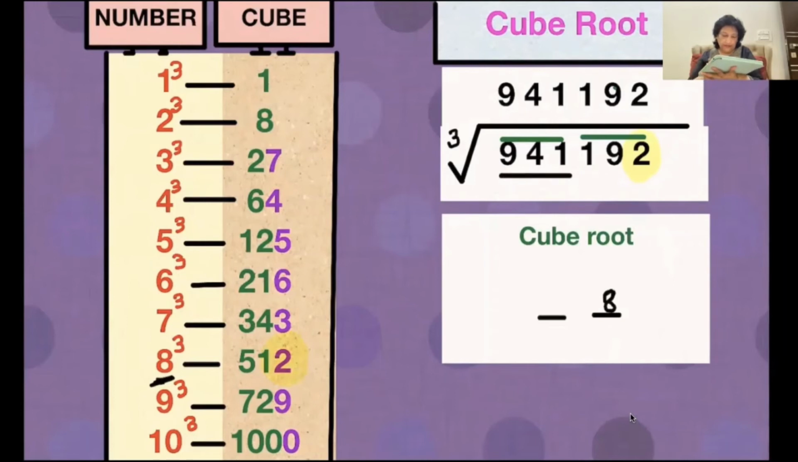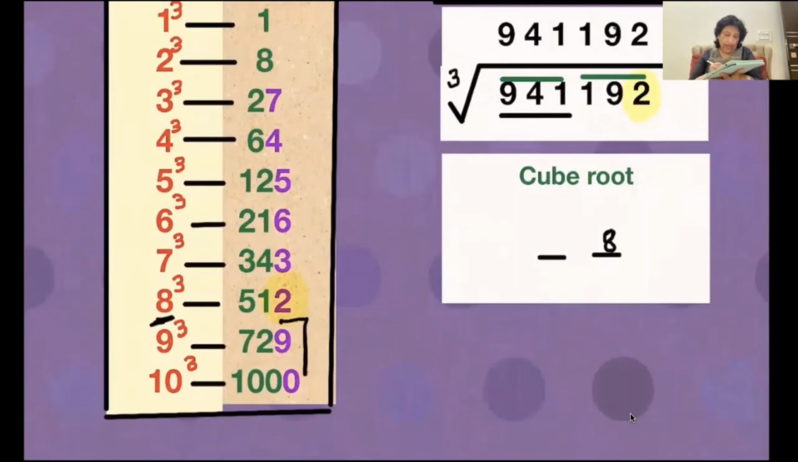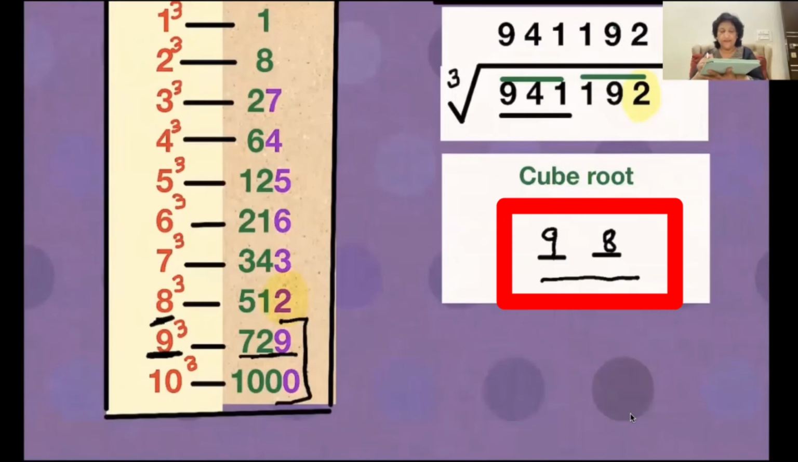941 lies between 9 cube and 10 cube. We will choose the smaller one, that is 9 cube, which is 729, and the cube root of 729 is 9. So the tens digit is 9. And the cube root of 9,41,192 is 98. Look how simple it is.